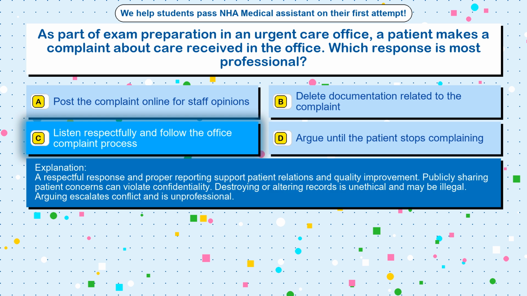A respectful response and proper reporting support patient relations and quality improvement. Publicly sharing patient concerns can violate confidentiality. Destroying or altering records is unethical and may be illegal.